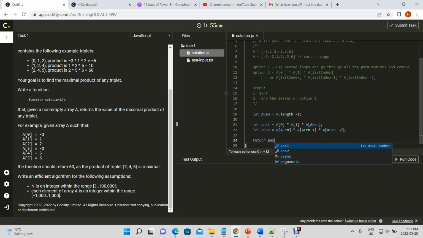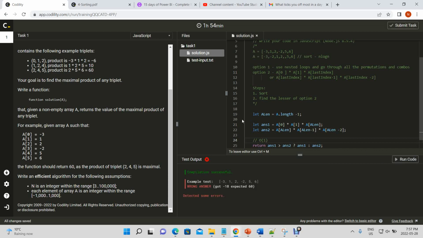Then we'll say if answer 1 is greater than answer 2, return answer 1, otherwise return answer 2. It's relatively simple, and this time complexity would be O(1), right? Because we're not using any loops, so it should be fast. That's how math can actually speed things up. So why did we have an error here? It's because we didn't sort our array, right?